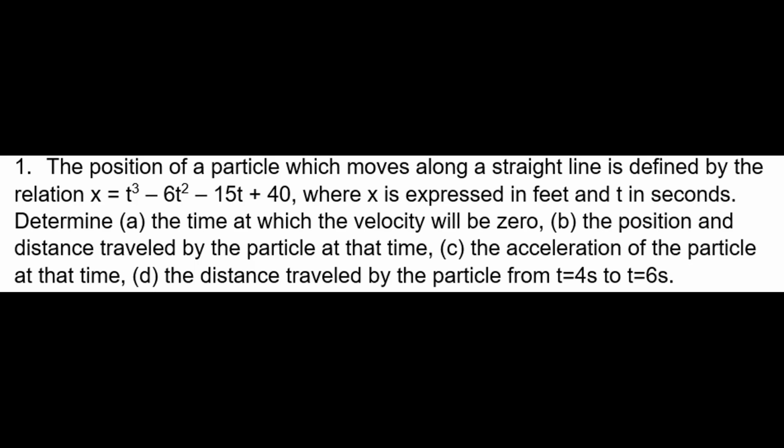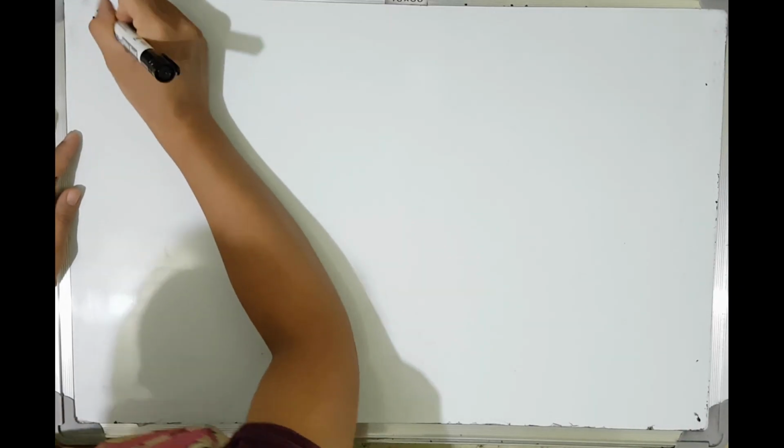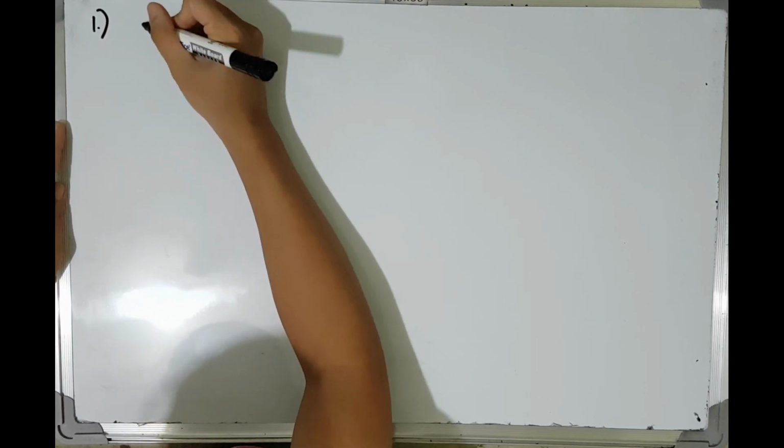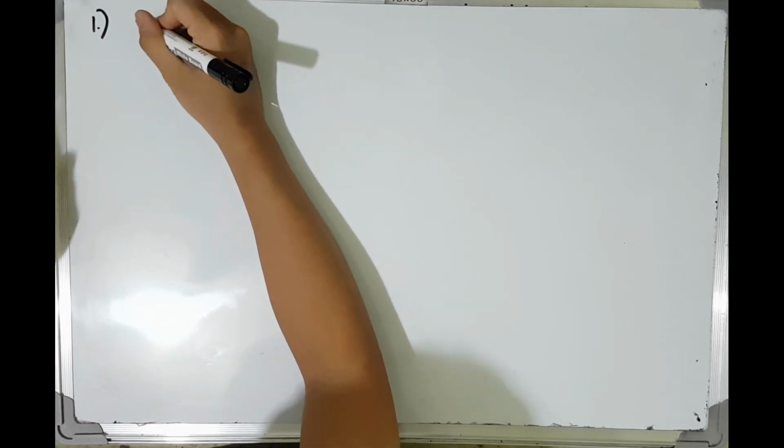Determine the time at which the velocity will be 0, the position and distance traveled by the particle at that time, the acceleration of the particle at that time, and the distance traveled by the particle from 4 seconds to 6 seconds. So for letter A, we will determine the time at which the velocity will be 0.